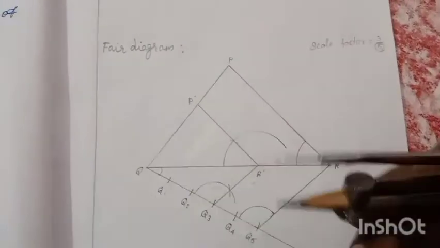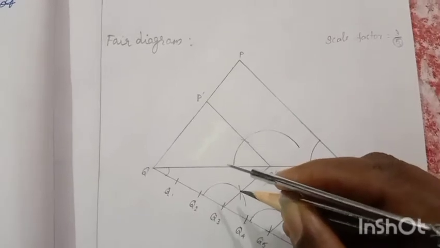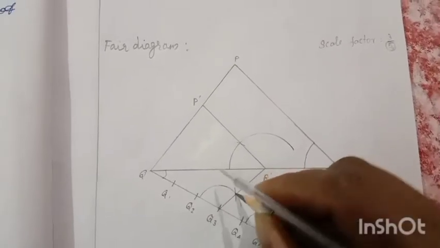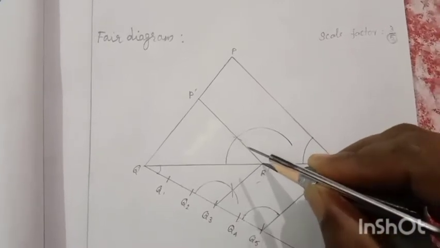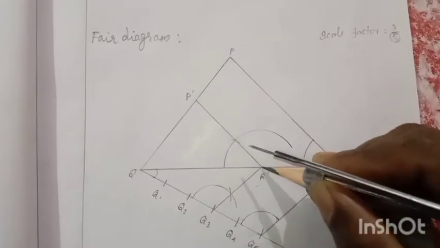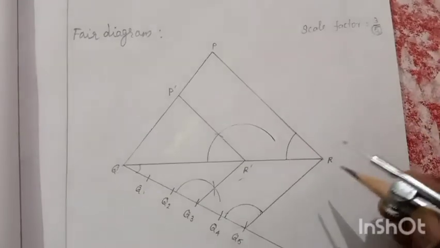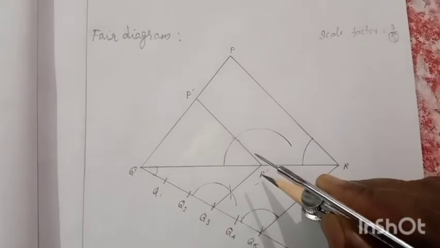Now denote this intersecting point. Then, using this intersecting point, draw one line segment. The point where the line meets, you have to give the name R dash. This is R, this is R dash.